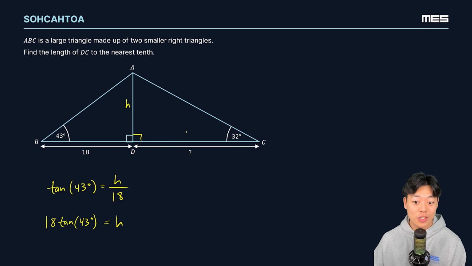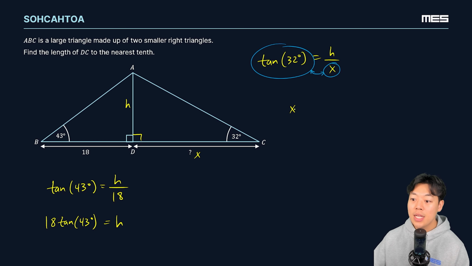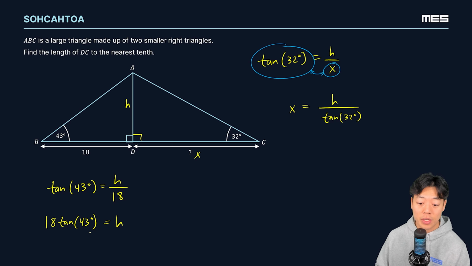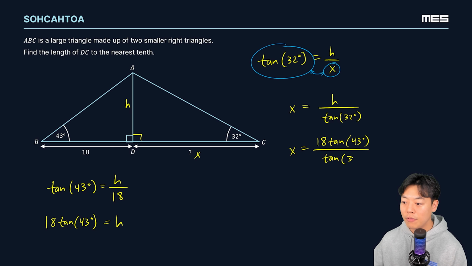Now I can use H to find, let's call this X. I know that tangent of 32 degrees, opposite over adjacent, equals H over X. Now I want to find what X is. And reminder, I can switch places between these two. Always, always, always works. So X equals H over tangent of 32 degrees. Now what was H? H was 18 tangent of 43. So X is going to equal 18 tangent of 43 degrees all over tangent of 32 degrees. And that's what I'll be plugging into my calculator.